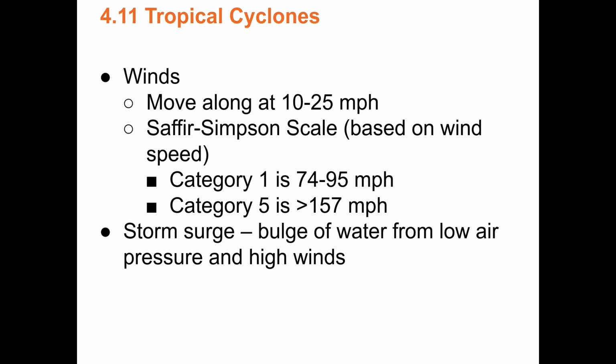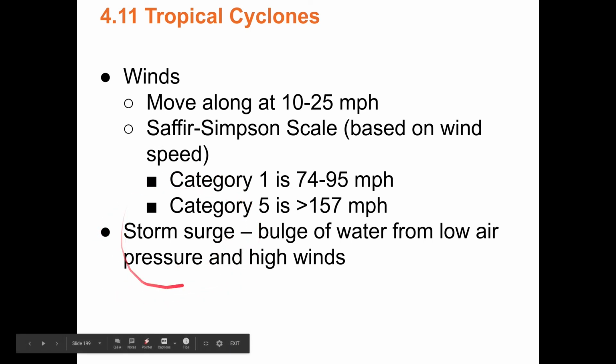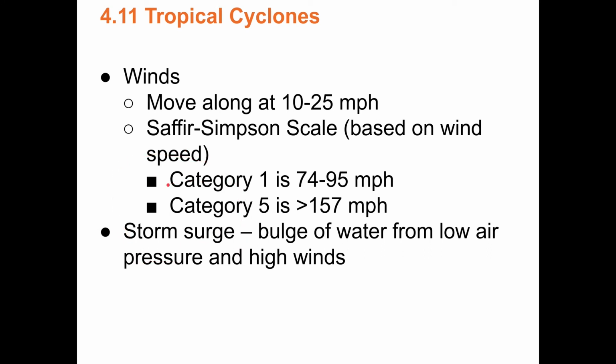And one of the most dangerous and damaging aspects of a tropical cyclone is storm surge. It's a bulge of water from low air pressure and high winds that forms under the tropical cyclone. The sea level actually rises under the hurricane because of the low air pressure. There's less weight of the atmosphere on the ocean, so it bounces up a little bit, and then the storm pushes that ahead.